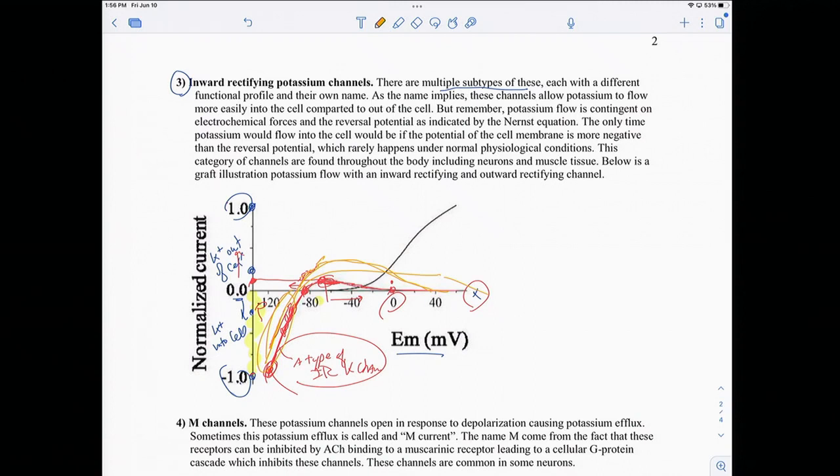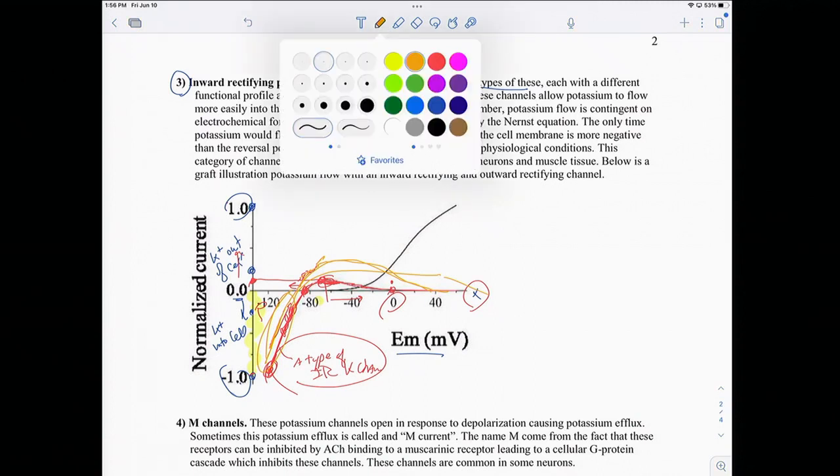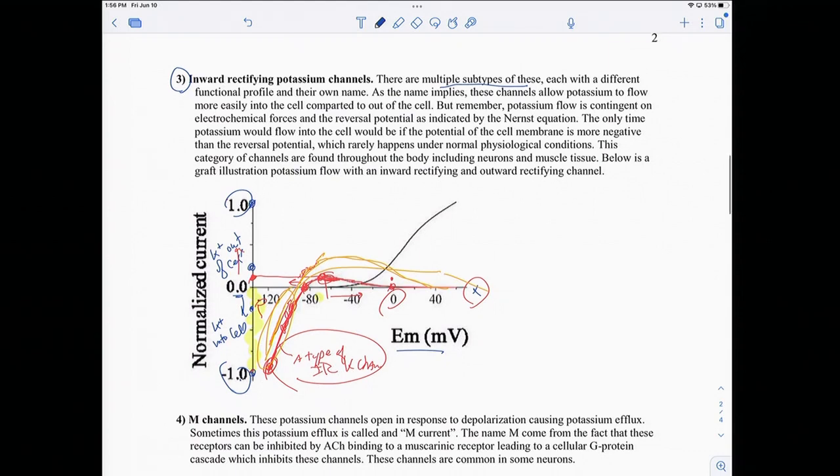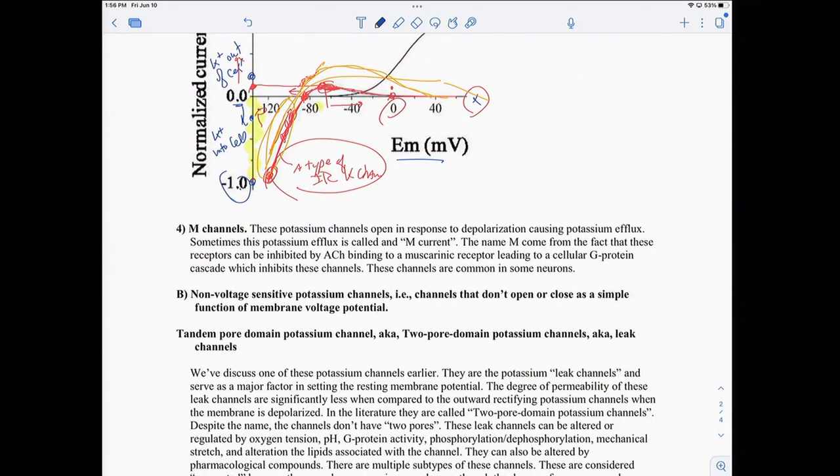All right, so let's move on to another type of potassium channel, which I think is really, really cool. And this would be the M channel. The M channel is interesting in the following way: it will respond to depolarization. In other words, if you have a depolarization, it's going to open up, because it is voltage sensitive, causing potassium to efflux. Why? Because that's where the forces are, because the membrane is above the Nernst value or reversal potential.